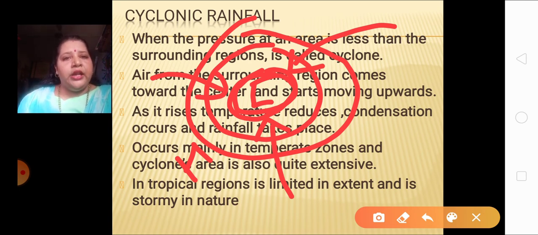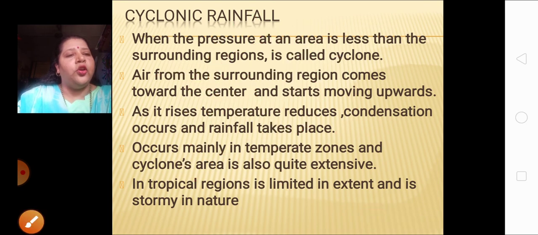And when it is going upward, at an altitude what happens? There it cools down, and because of the cooling, condensation takes place. Because of the condensation, clouds are formed and it starts raining. Now, as you know, the cyclone is not going to stay in one place. Wherever the cyclone goes, there the rainfall will take place. Such type of rainfall is called cyclonic rainfall. Understood, children, what is cyclonic rainfall?